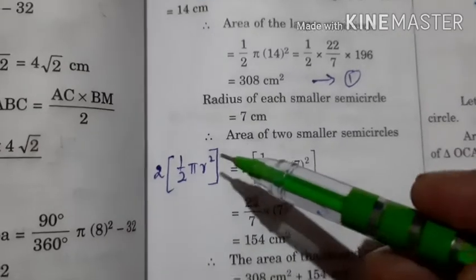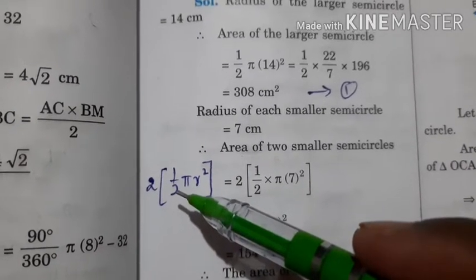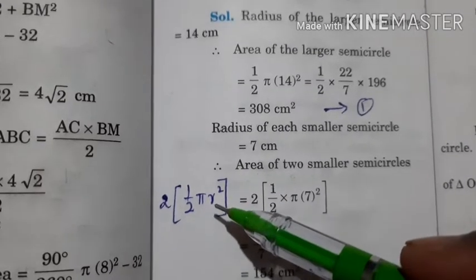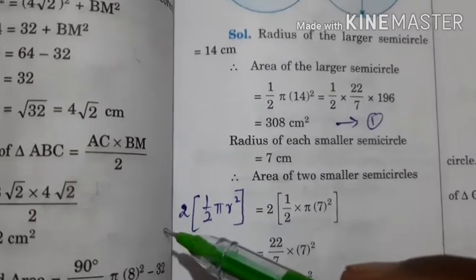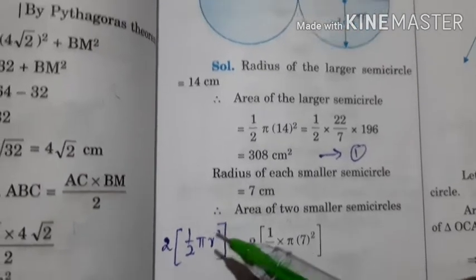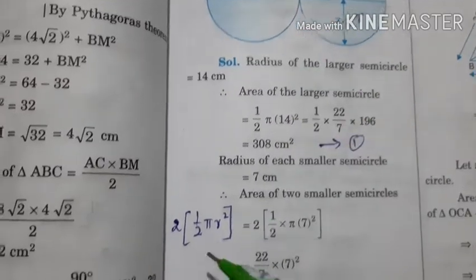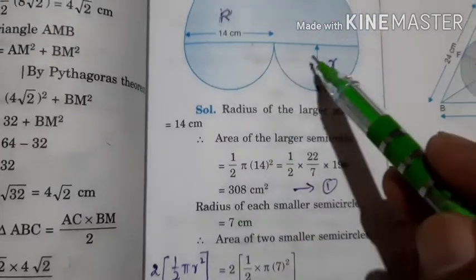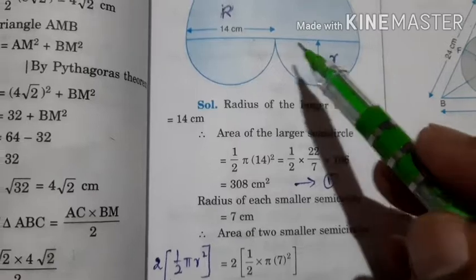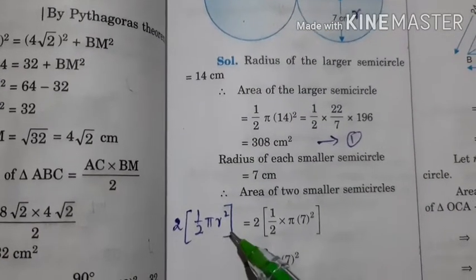We know that area of one smaller semicircle is half pi r square. But here, there are two semicircles. Therefore, 2 into half pi r square. Pi r square means area of one full circle, but half pi r square means area of one semicircle, but there are two semicircles. That is why 2 into half of pi r square.